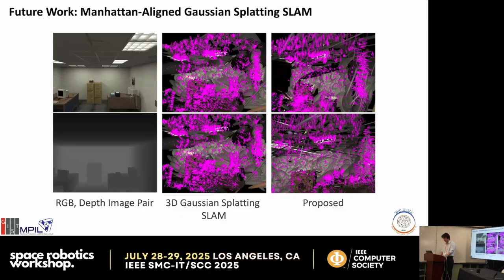Our goal is to overcome a key limitation of conventional Gaussian splatting SLAM, which is unreliable normal estimation that causes noisy and fragmented maps in cluttered scenes. We plan to apply this approach to real-world ISS data using the clean and accurate Manhattan frames detected from the digital twin to guide normal alignment.